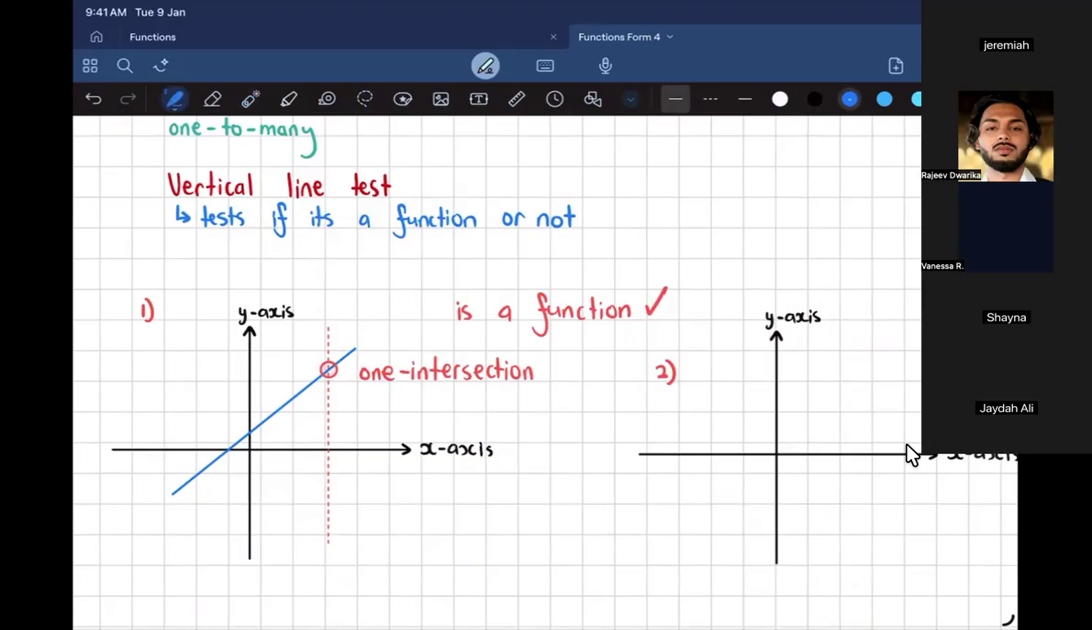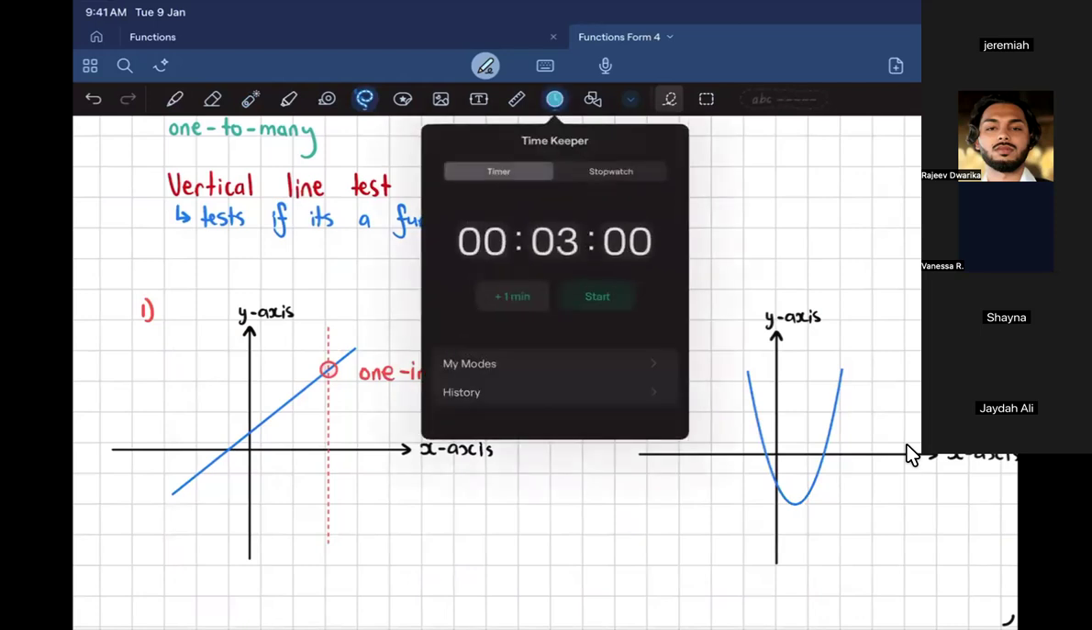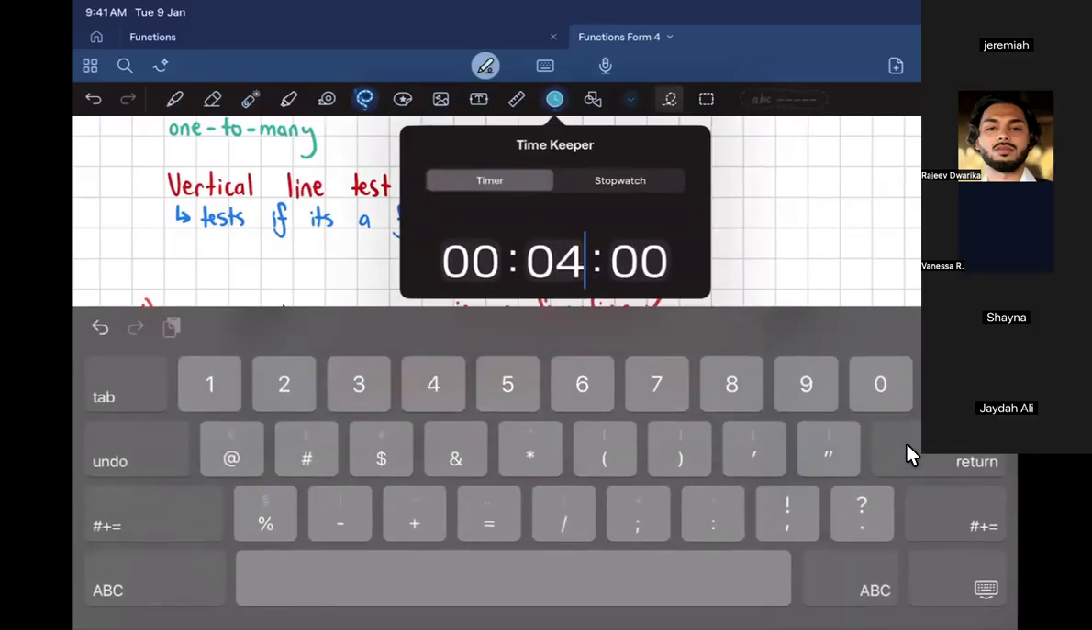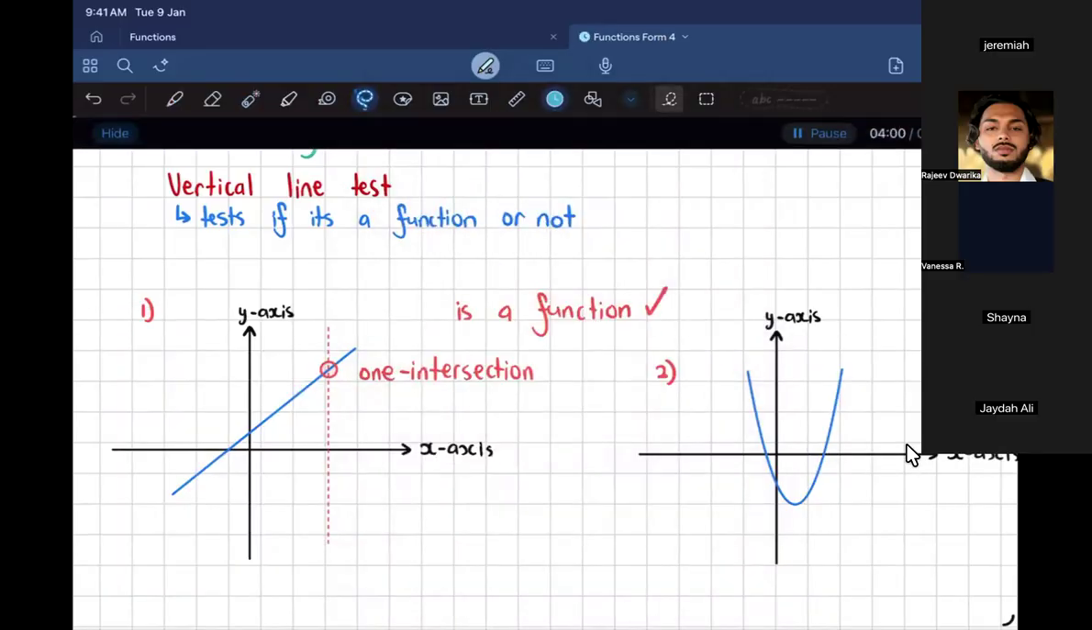Pretty straightforward. All right, so I want you guys to draw this graph for me. Draw a vertical line somewhere, count how many times it cuts the graph, and tell me if it's a function or not. I'll give you only 3 minutes. No, take 4 minutes, because you have to draw.